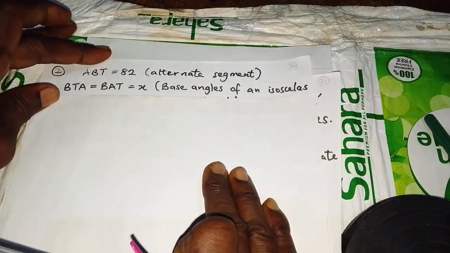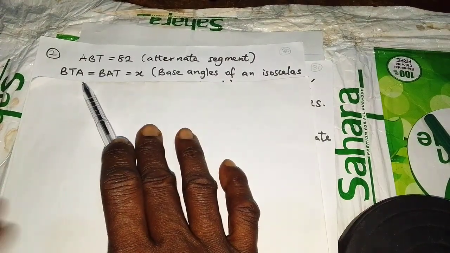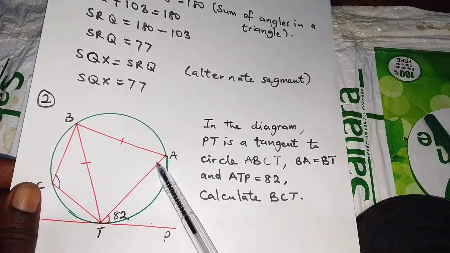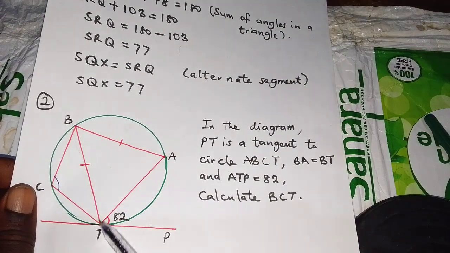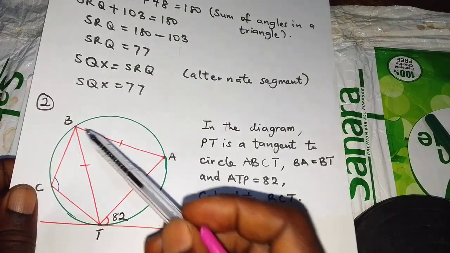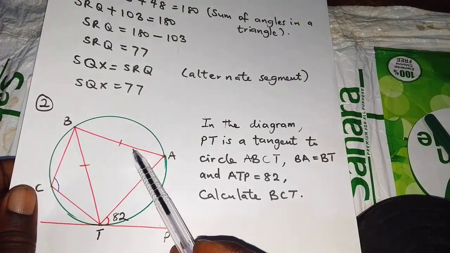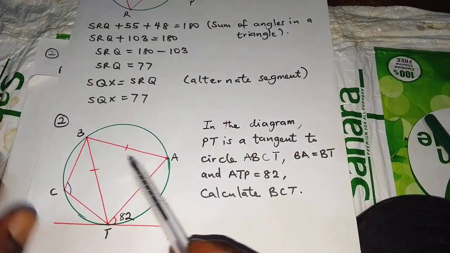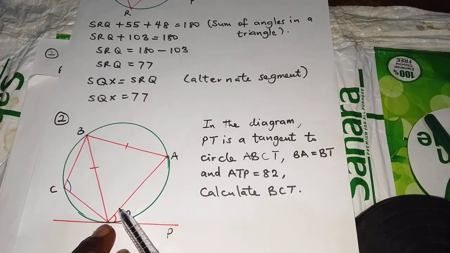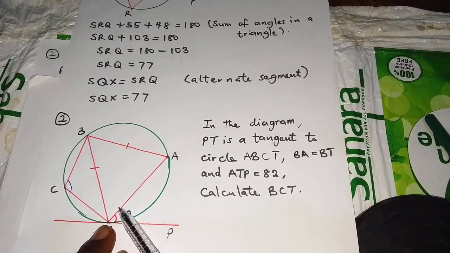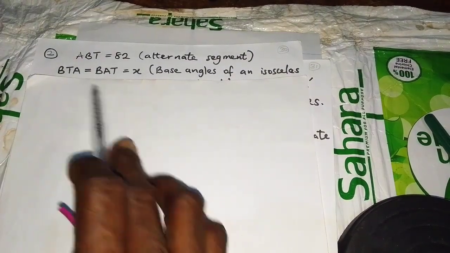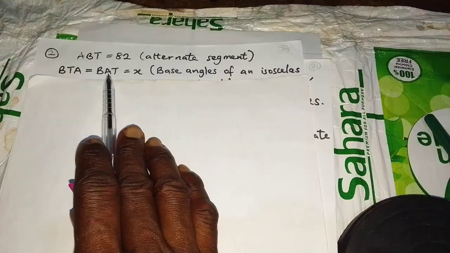So that means our BTA, this angle, since here you have an isosceles triangle, this is an isosceles triangle. You know that this angle here is 82, and since this line and this line are equal, this angle here and this angle here will be the base angles. Since base angles of an isosceles triangle are equal, you can use x to represent it. That is why the angle BTA should be equal to angle BAT.